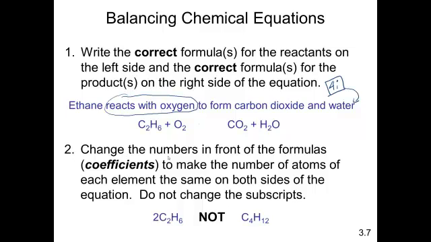Second thing we have to do is change the numbers in front of the formulas, which are known as coefficients, to make the number of atoms of each element the same on both sides of our equation. And we cannot change subscripts. So if we want 2 of these, 2 ethanes, we're going to put a 2 in front. We can't change it to C4H12. This is a completely different molecule. This would be known as butene instead of ethane. And we don't even know whether this is a 1-butene or a 2-butene. But either way, it's a butene, not an ethane. Alright? So again, change the numbers in front, coefficients, we don't change subscripts.